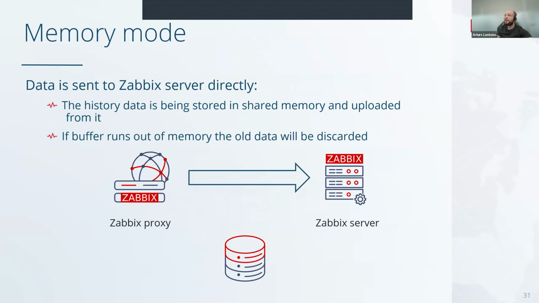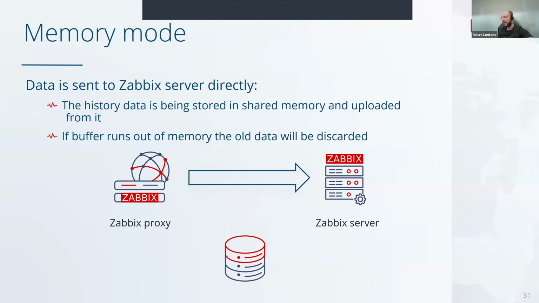Memory mode, which we've introduced in 7.0, does not require storing data in the database. The database itself is still required because it stores configuration of what proxy should be monitoring, but the collected metrics are not stored in the database. They are stored in memory. So that can enhance your performance by quite a bit. Once again, 10 to 100-fold performance improvement, depending on how slow your disks were and how fast your memory is.